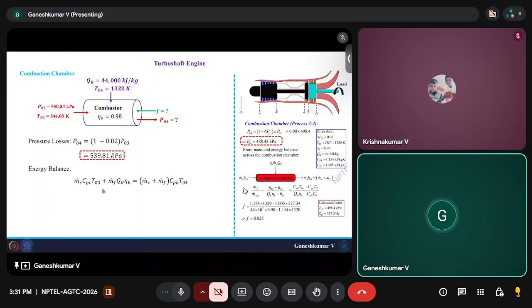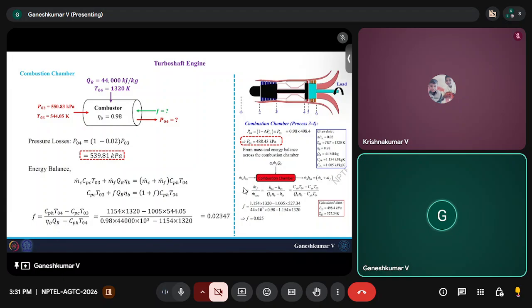So you can rearrange it and write it in terms of m dot f by m dot c, which is the fuel to air ratio, in this form. We already know T03, T04, CPH and CPC. These are all given values. So you substitute them, and as expected, you would end up having a lower fuel to air ratio. This is because your inlet temperature is higher, so you need to add only less fuel to reach the same temperature. In both the problems, you are reaching the same T04 temperature, which is 1320 Kelvin. So you will be adding less fuel to reach the same temperature. This is no surprise. So the fuel to air ratio is 0.02347.